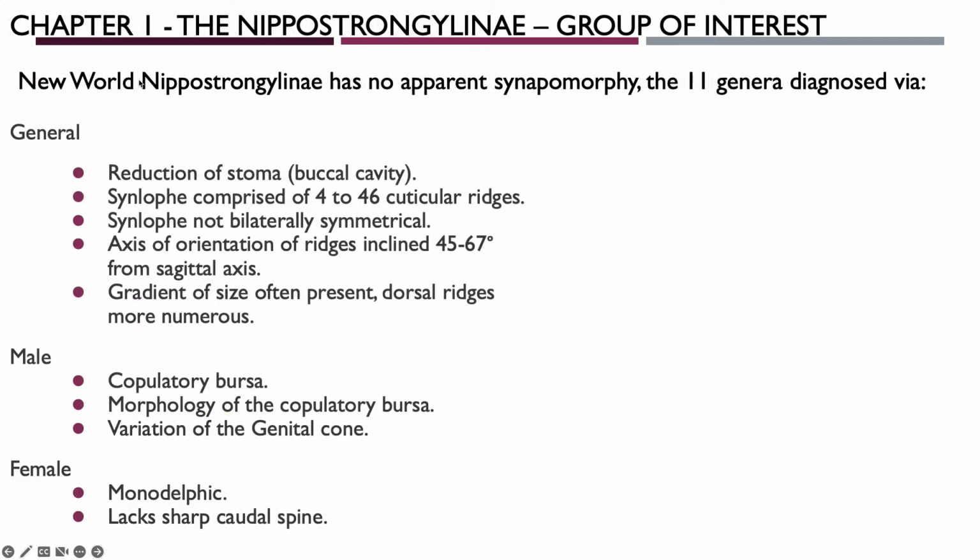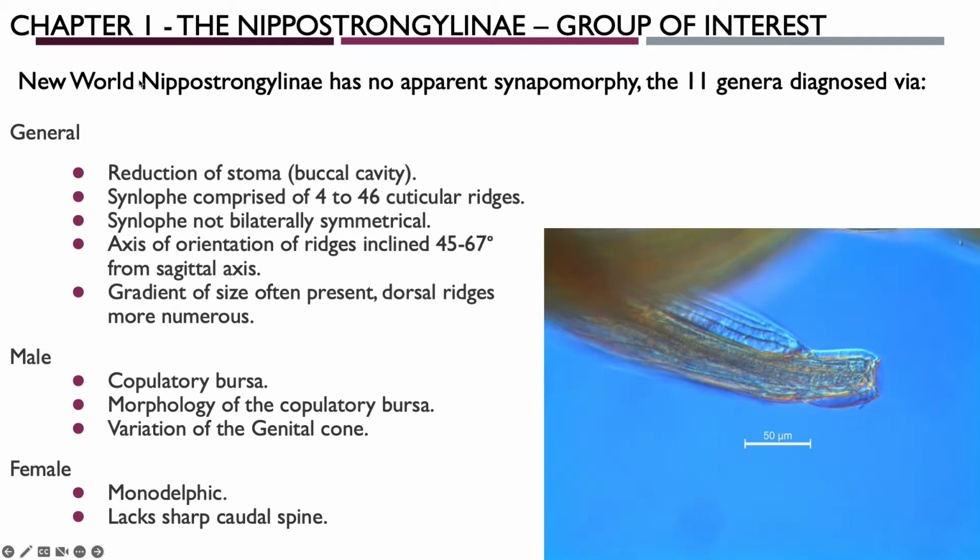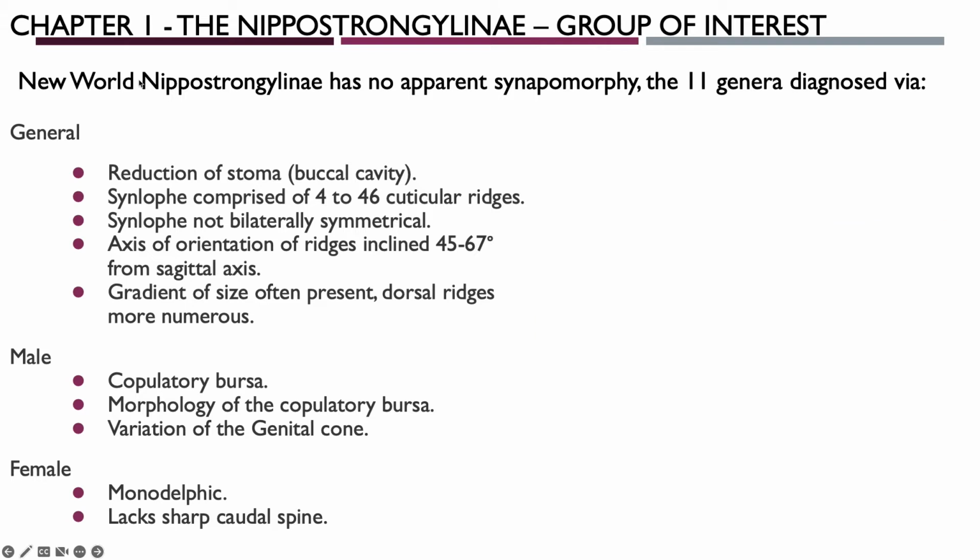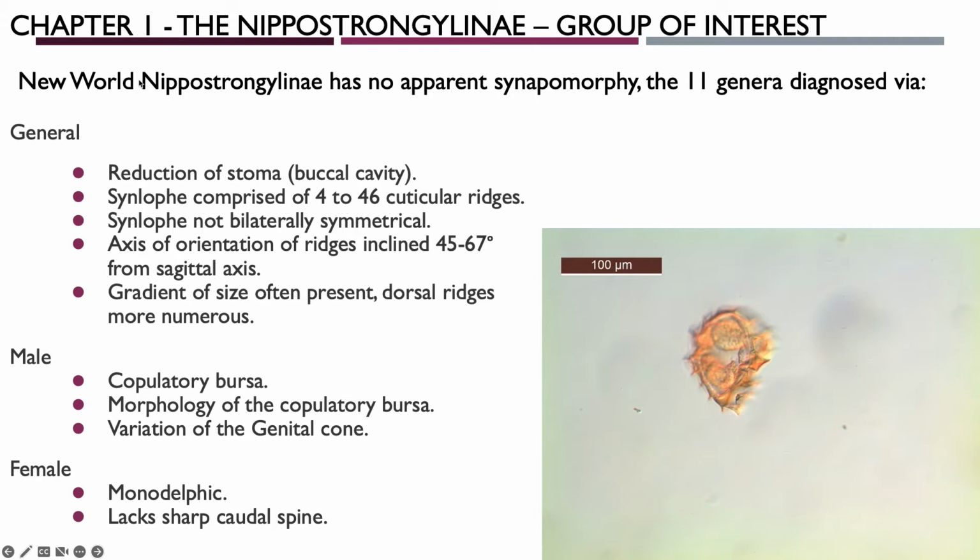So now we're going to focus on the New World Nippostrongylinae. That's what we're focusing on here. The New World Nippostrongylinae has no apparent synapomorphy, but they are generally diagnosed based upon the following. So we have the reduction of the buccal cavity right here. The synlophe comprised of 4 to 6 cuticular ridges. So we can see that right here. This is what a synlophe looks like in the real world. Kind of hard to look at.